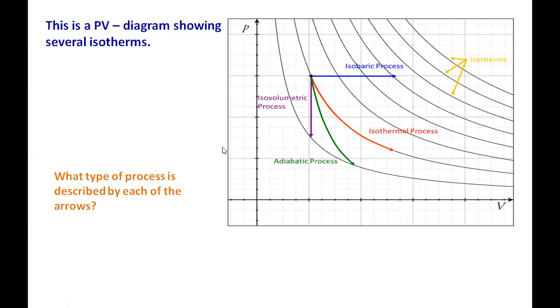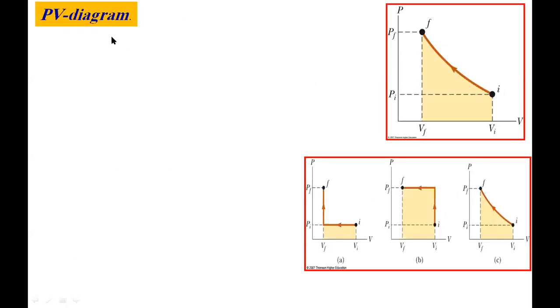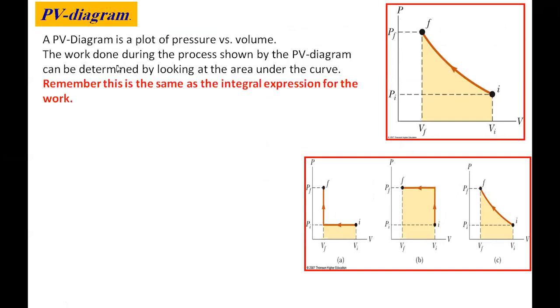What type of process is described by each of the arrows? We already described all the processes. PV diagram again: pressure with volume. A PV diagram is a plot of pressure versus volume. So we plot the pressure against the volume.